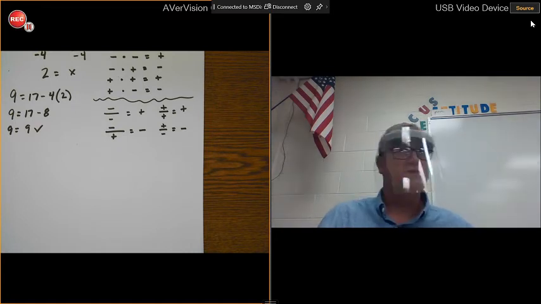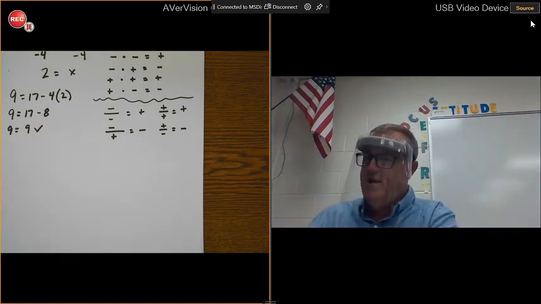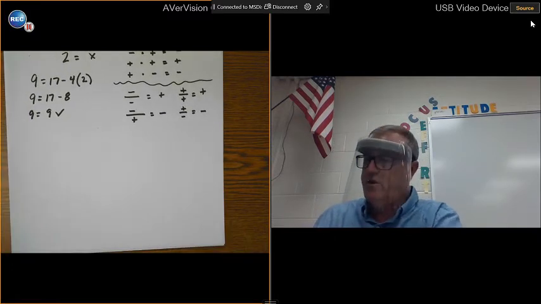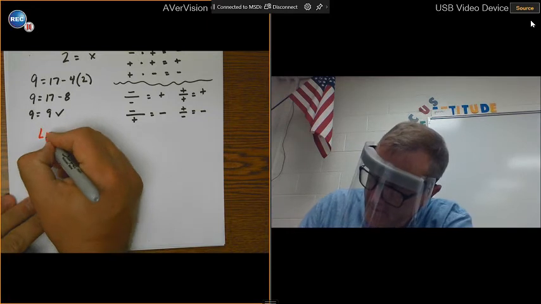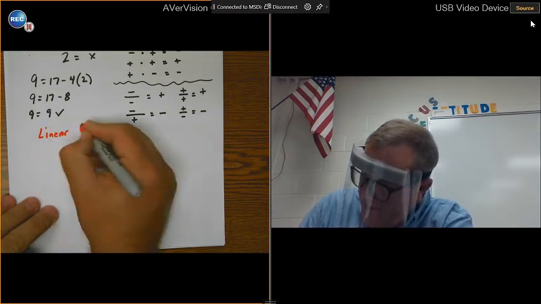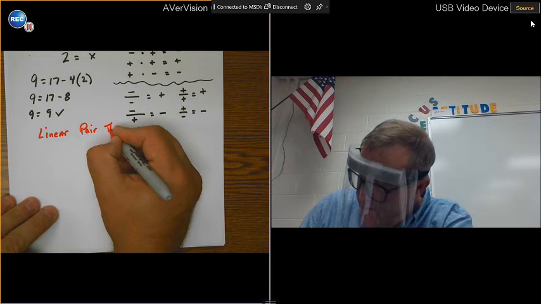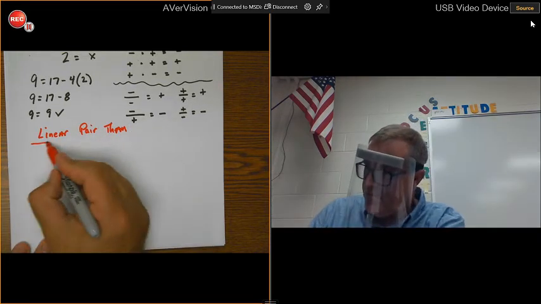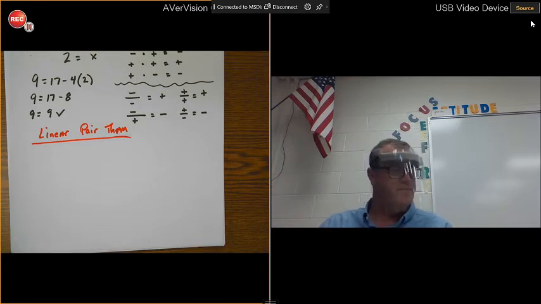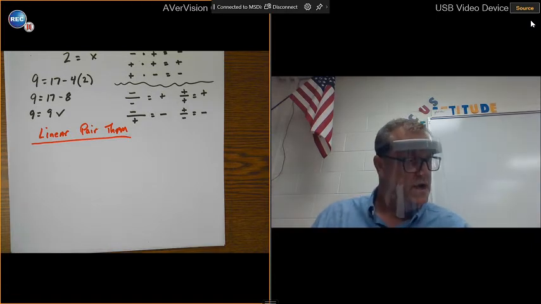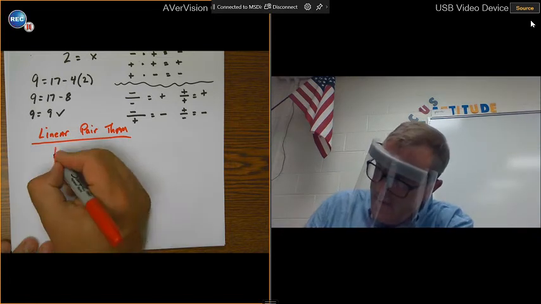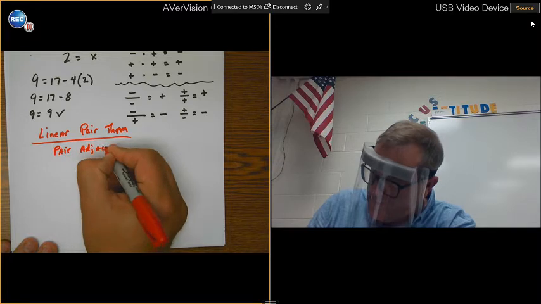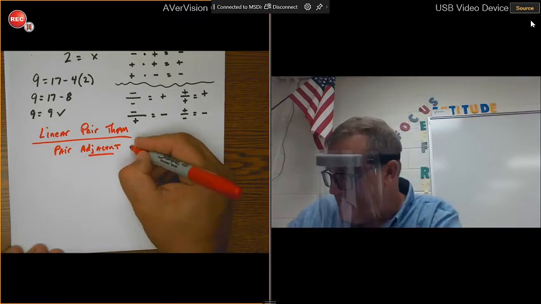Go to the top of the next page, page 48. Linear pair. If you don't have this in your notes, you need to get it in there. If you have it in your notes, great. Linear pair theorem. THRM is an abbreviation for the word theorem. It's a pair of adjacent angles. Ooh, good geometry term.